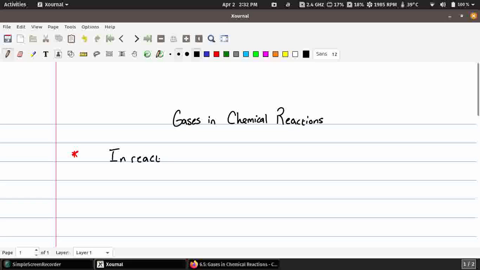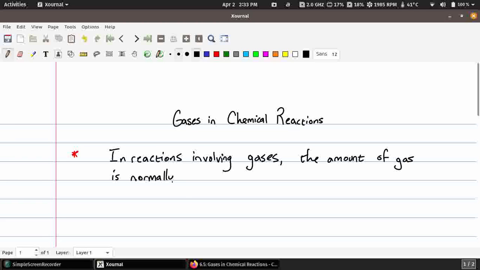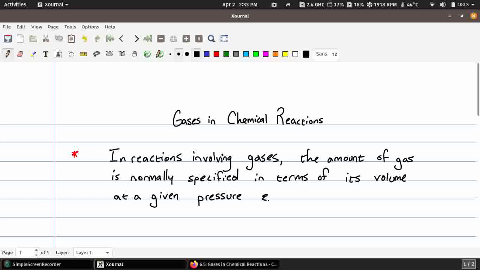In reactions involving gas, the amount of gas is normally specified in terms of its volume at a given pressure and temperature.